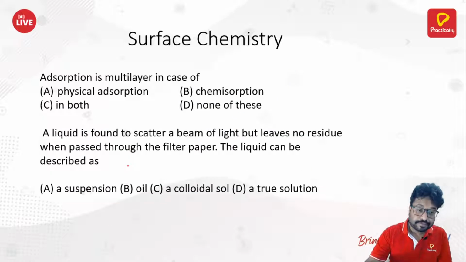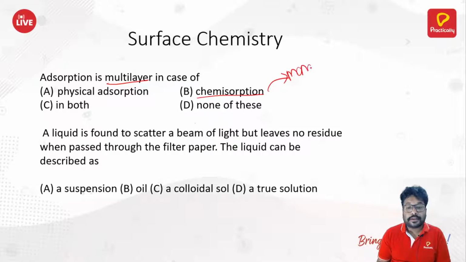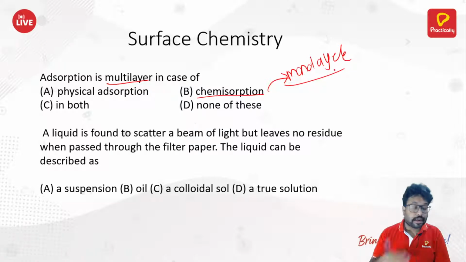Sorry, my bad. Next, adsorption. Absorption is a multi-layer in case of... Now we had studied enough that as far as chemisorption is concerned, chemisorption is always monolayer. Why is chemisorption monolayer? Because chemisorption is nothing but like a chemical reaction, or I would say it's a chemical bond.